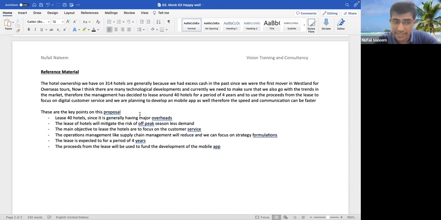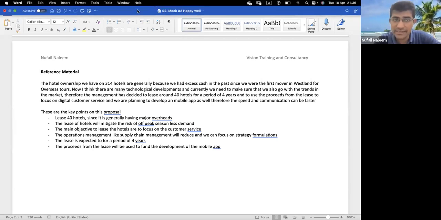The first point here they are mentioning is to lease 40 hotels since it is generally having major overhead. That is one point the management is concerned about. The second one is that the lease of hotels will mitigate the risk of off-peak season less demand. That is also one of their concerns. Because students, there are chances that during the off-peak season, there will be less demand for our hotels. But since we own these hotels, we need to effectively pay the cost to them as well.